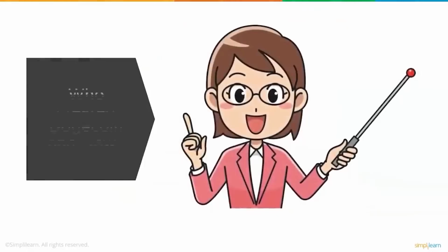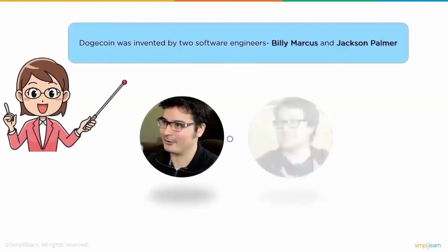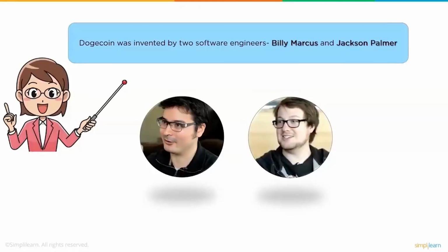Dogecoin was invented by two software engineers, IBM engineer Billy Marcus and Adobe engineer Jackson Palmer. Did you know that they never even met before combining the two most significant phenomena of the year 2013, Bitcoin and Doge? Well, now let's move ahead and see what is Dogecoin.